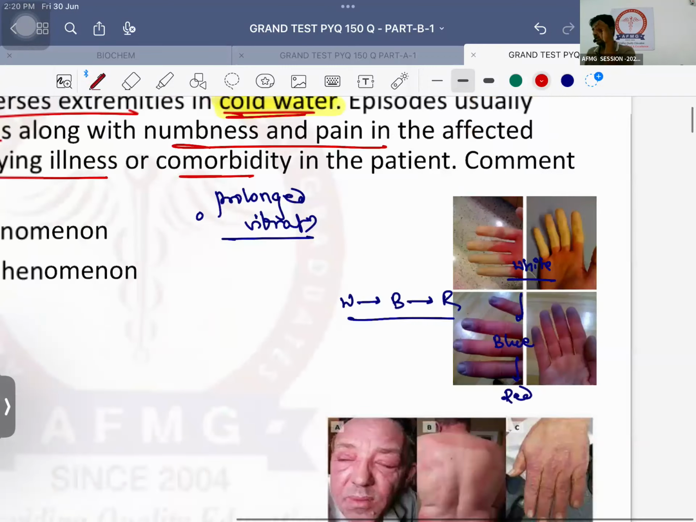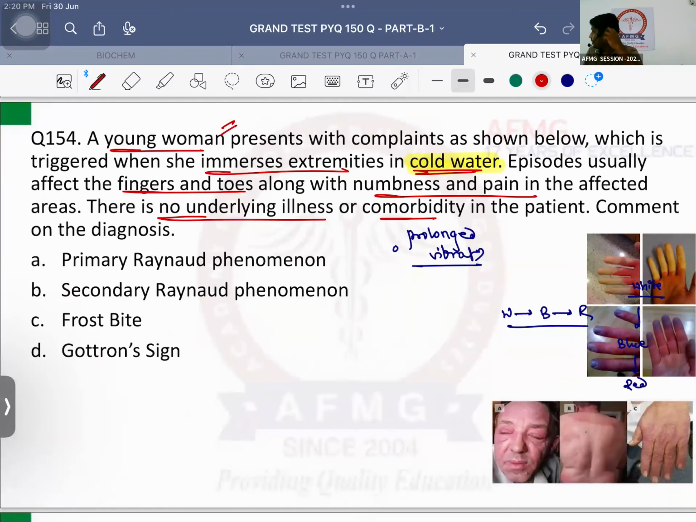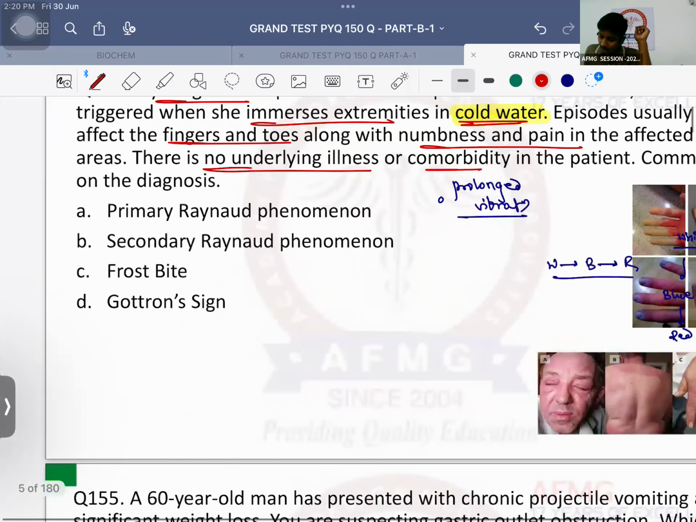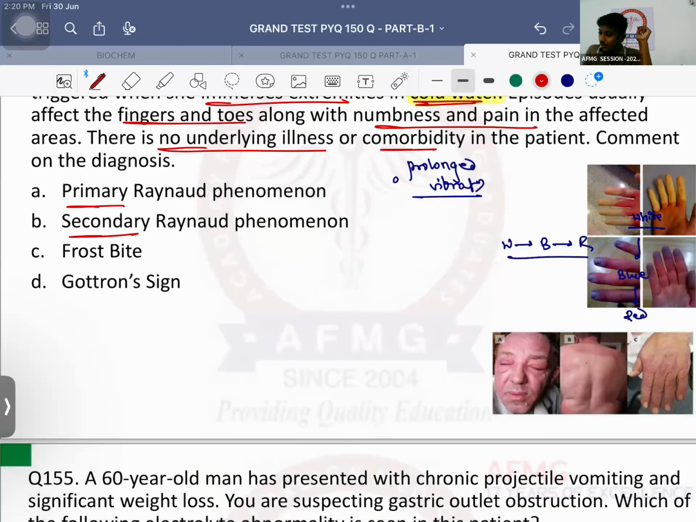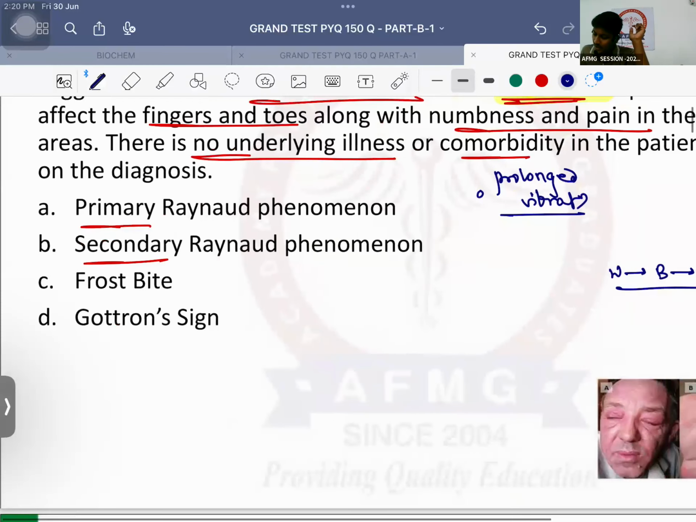Now we know, okay, this is a case of Raynaud's phenomena. It is more common in females also. But important is that Raynaud's phenomena can be of two types. Either it can be a primary Raynaud's phenomena or it can be a secondary Raynaud's phenomena. Can anybody tell me what is the difference? In which one is there an underlying cause? Very good. The primary Raynaud's phenomena has no underlying cause. It is not associated with any other disease. That means the cause is idiopathic over here.